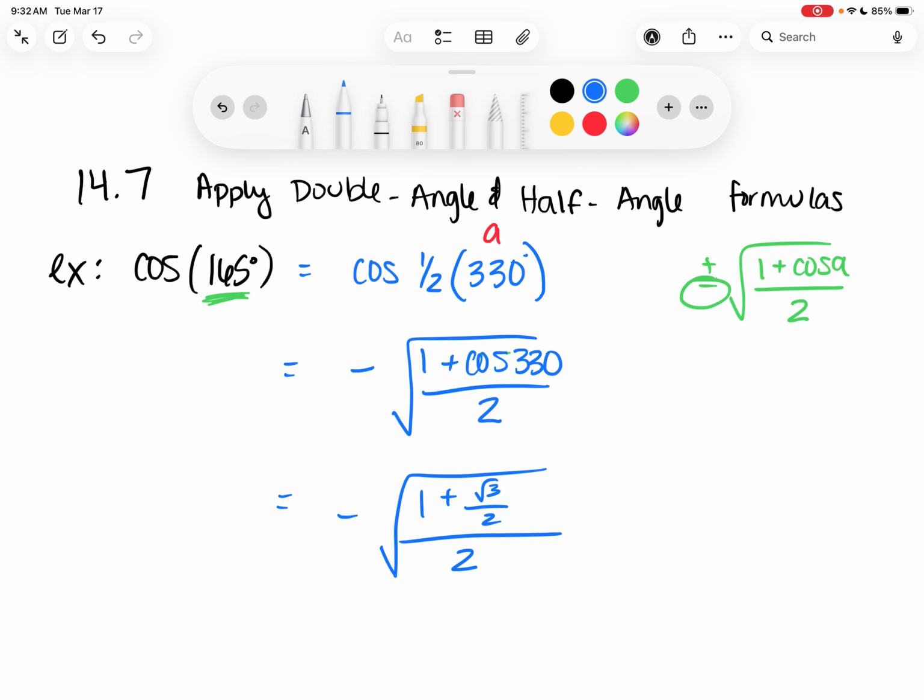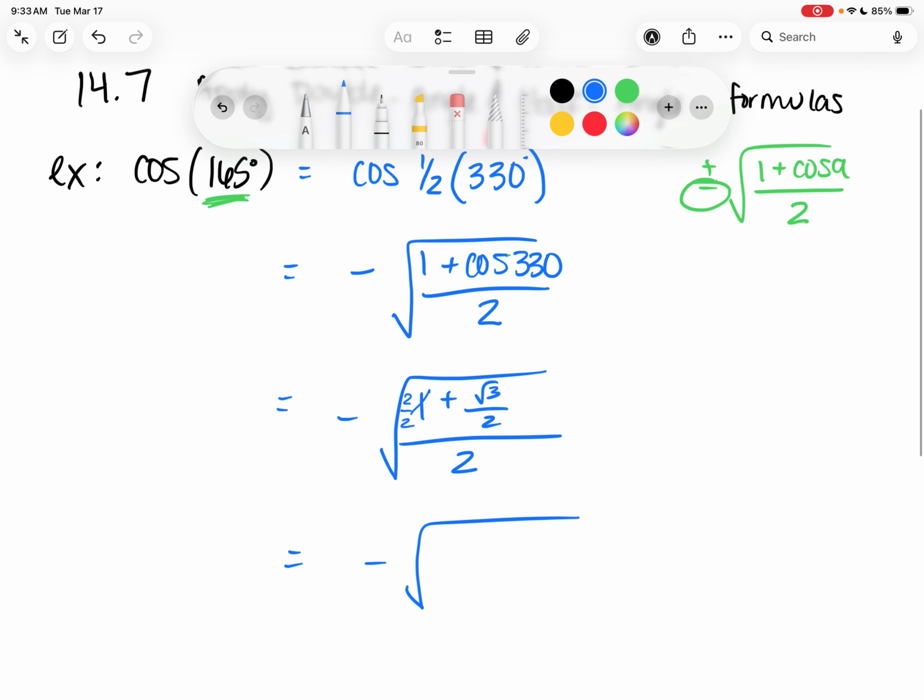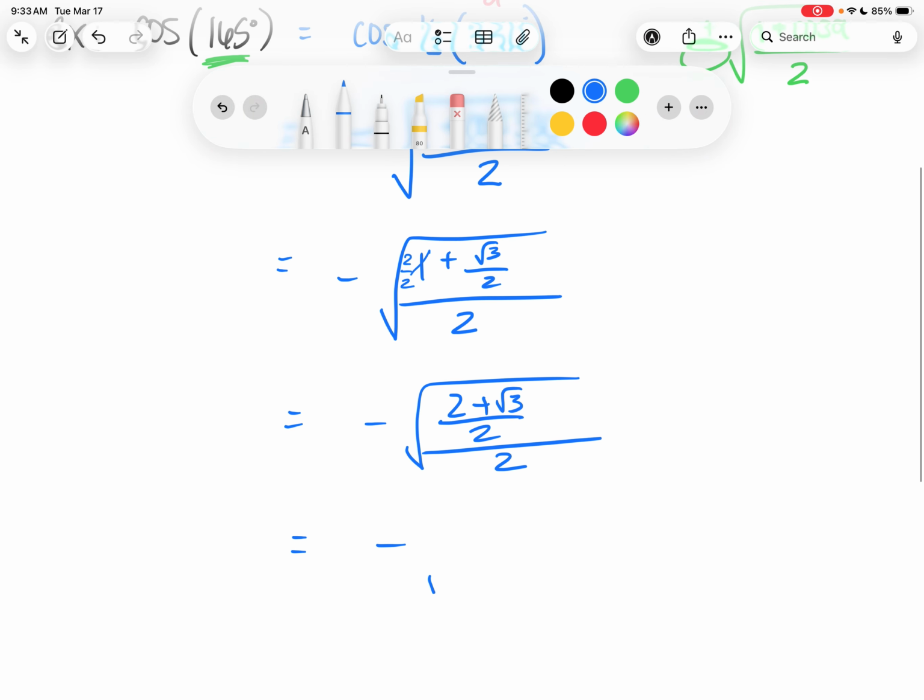So then what I like to do here is on the top get a common denominator. So I would rewrite this as 2 over 2. And so I end up with on top 2 plus root 3 over 2, all over 2. Now, when I divide by 2, that's the same thing as multiplying by 1/2. And so I can change this to be the square root of 2 plus root 3 over 2 times 1/2. And so then on the bottom, this becomes a 4.